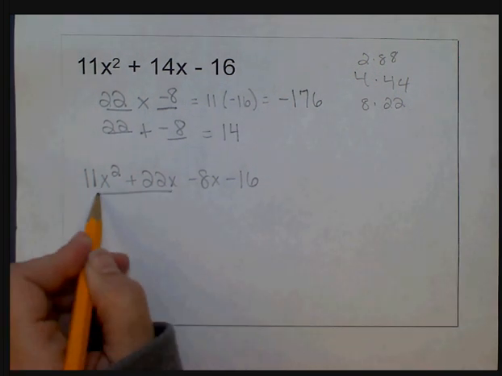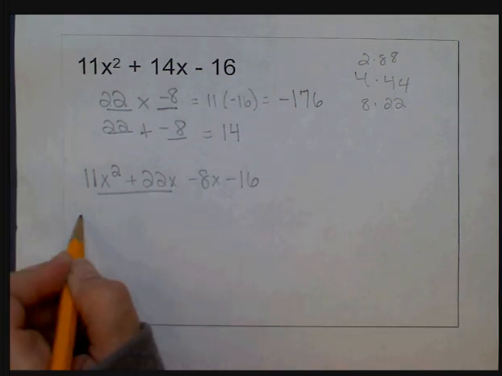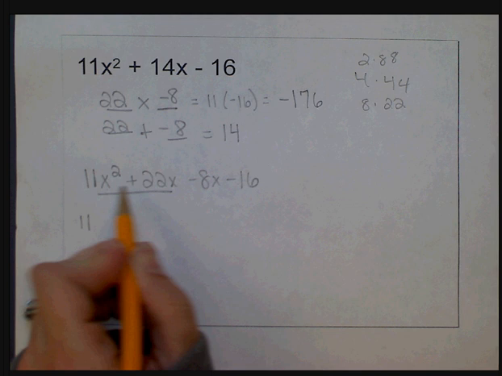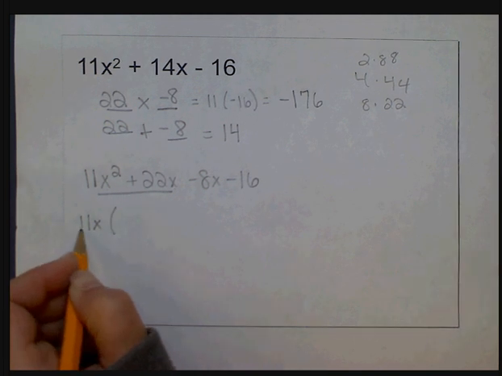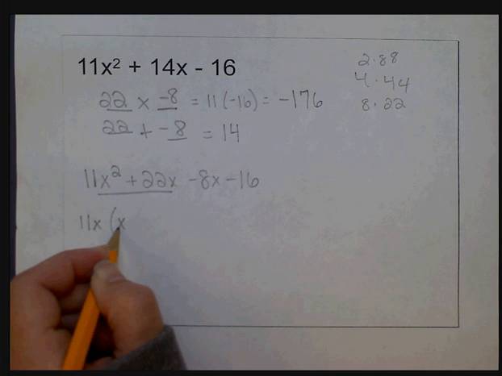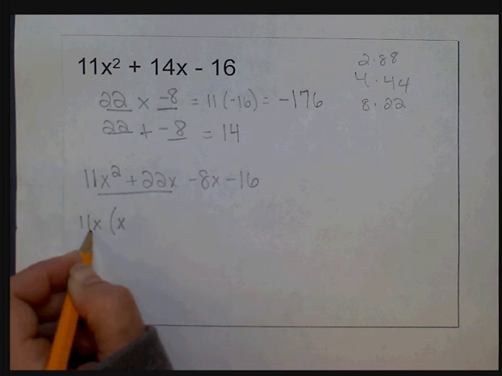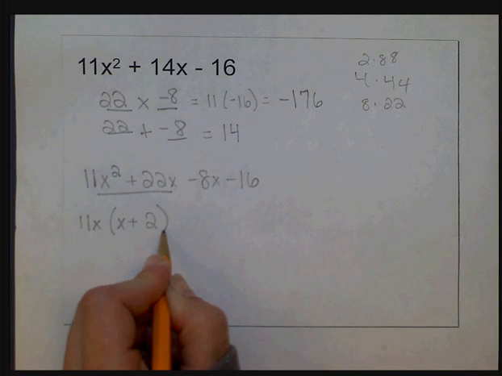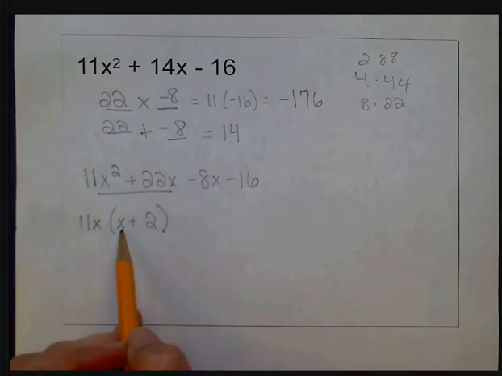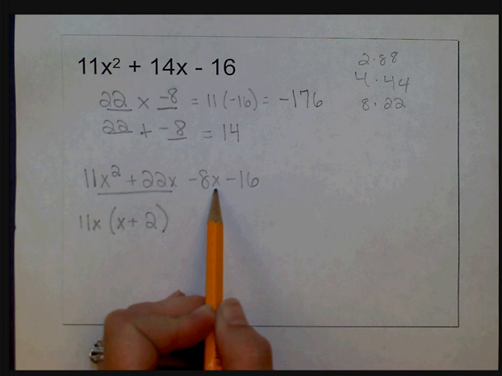So if I look at the first 2 terms, 11 and 22 have an 11 in common. X squared and x have an x in common. So what's left over? Well, 11x times x will give me 11x squared, and 11x times 2 will give me 22x. Now I know in my leftover I have a positive x, so when I see this term's negative, I'm going to pull out the negative common factor.